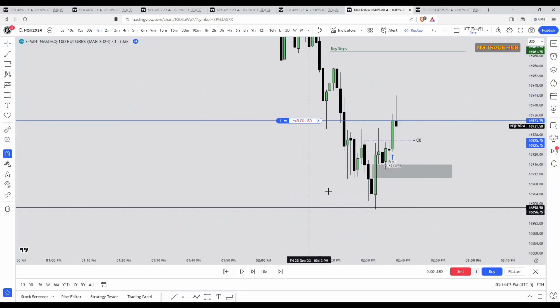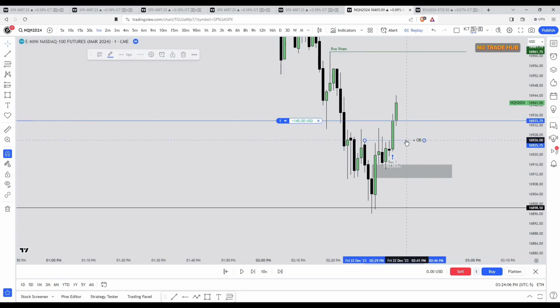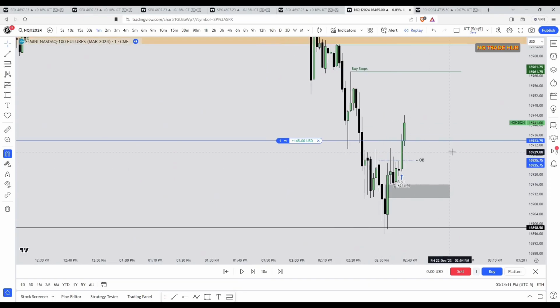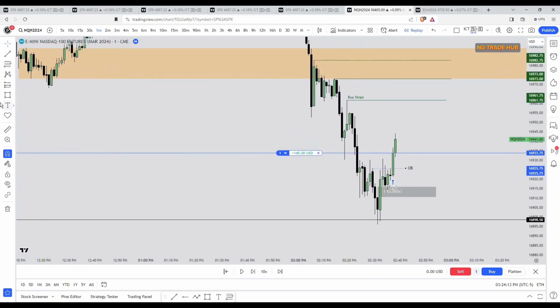Now, if you look at the next candle, maybe it traded back down a little lower. It could trade into the order block. You could have your entry there. You could wait for the fair value gap again. I'm not requiring that, okay? So I want to target the buy stops above.